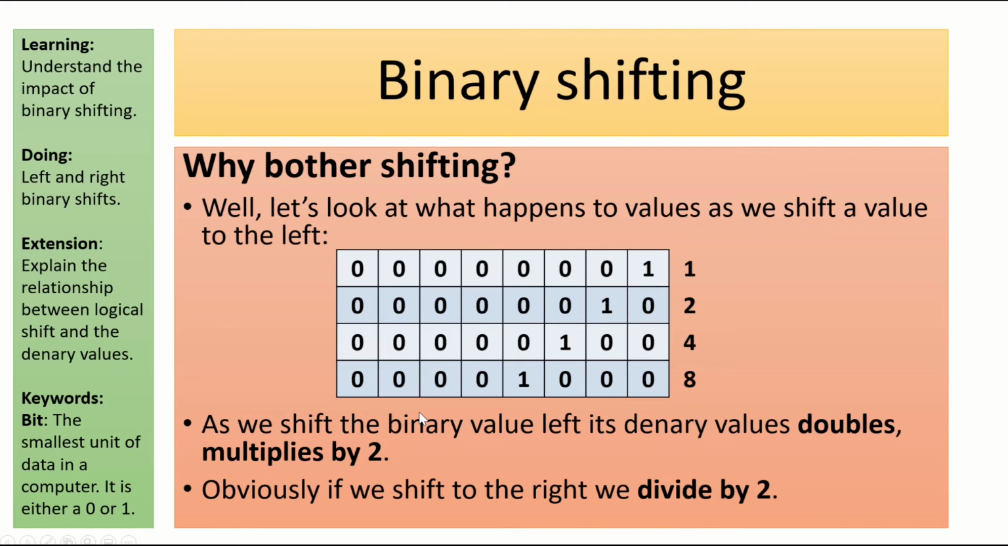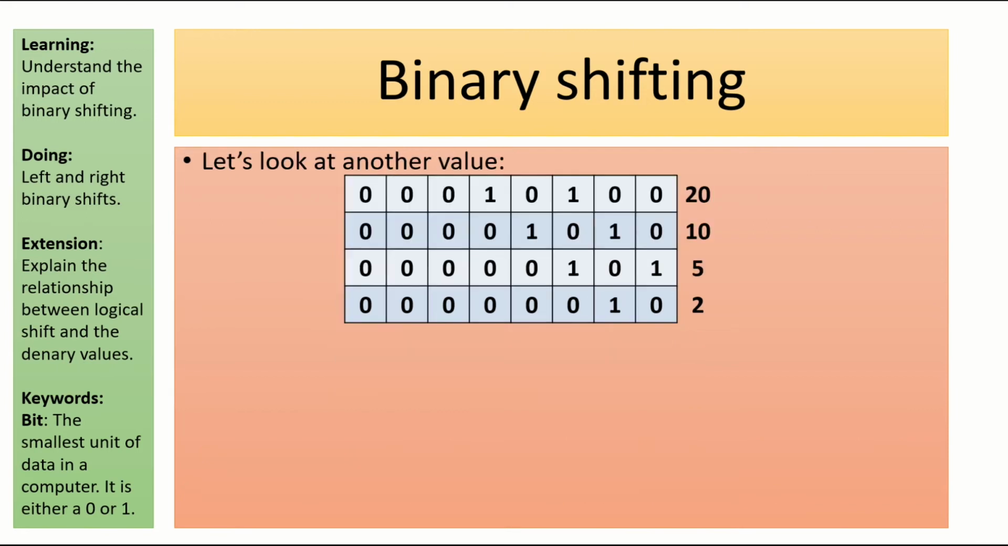Okay, so every time we shift a value to the left, it doubles or multiplies by 2. And then obviously if we shift to the right, we divide by 2 as well. So here we've got another set of values: 0, 0, 0, 1, 0, 1, 0, 1, and that's the equivalent of 20 in denary.